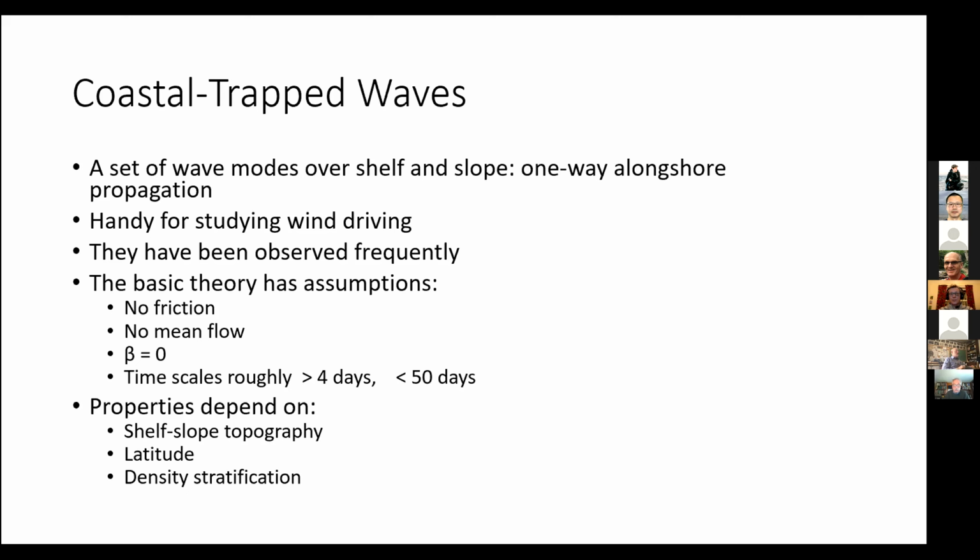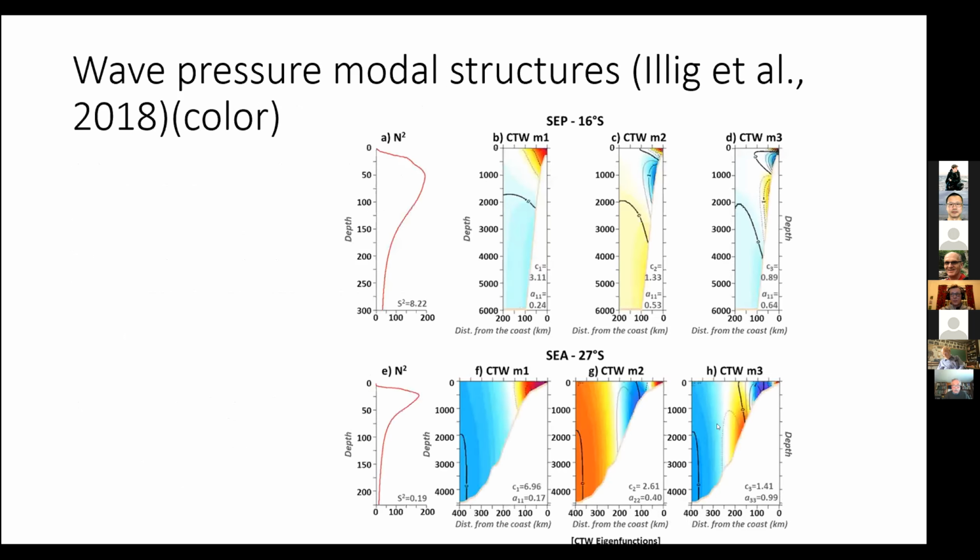What you do is you have a basic theory where the basic version of the theory doesn't include any bottom friction, doesn't include any mean flow. It assumes that the Earth is flat, which is what this mysterious thing means. And it works best for timescales longer than, say, 4 days and less than about 50 days, something like that. And the wave properties depend on things like topography, latitude, and density stratification.